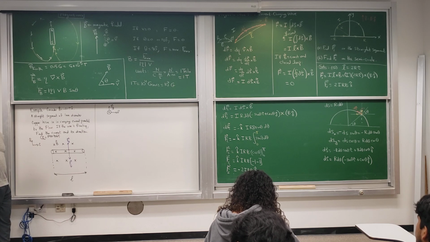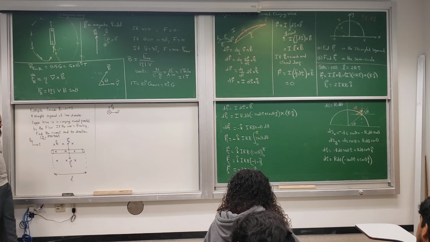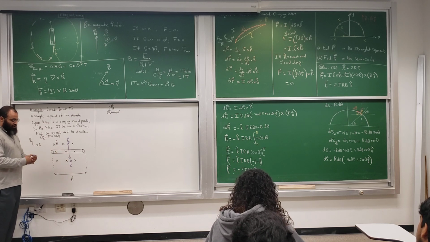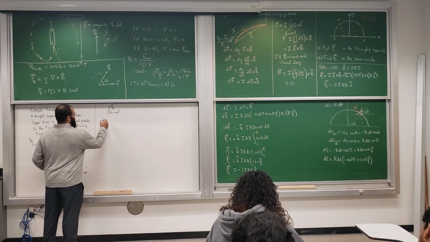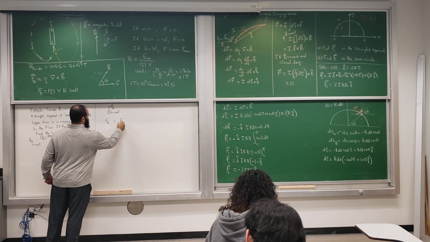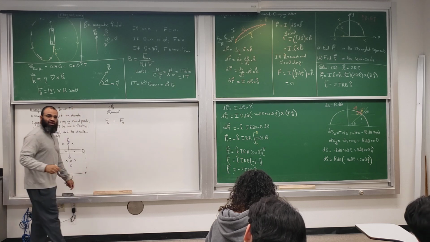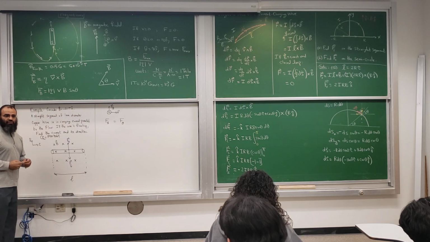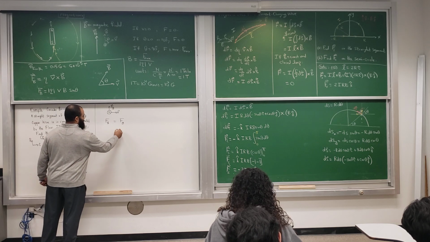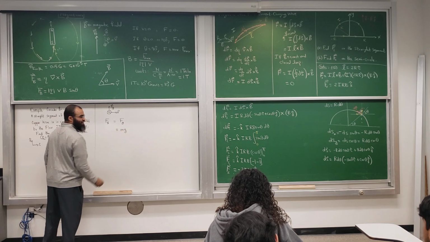Now, how much is the current? How do we find that? Well, I know these two forces are equal to each other. It's balanced. So the magnetic force must equal the gravitational force in magnitude. Their magnitudes have to be equal. The gravitational force is mg, mass times gravity.